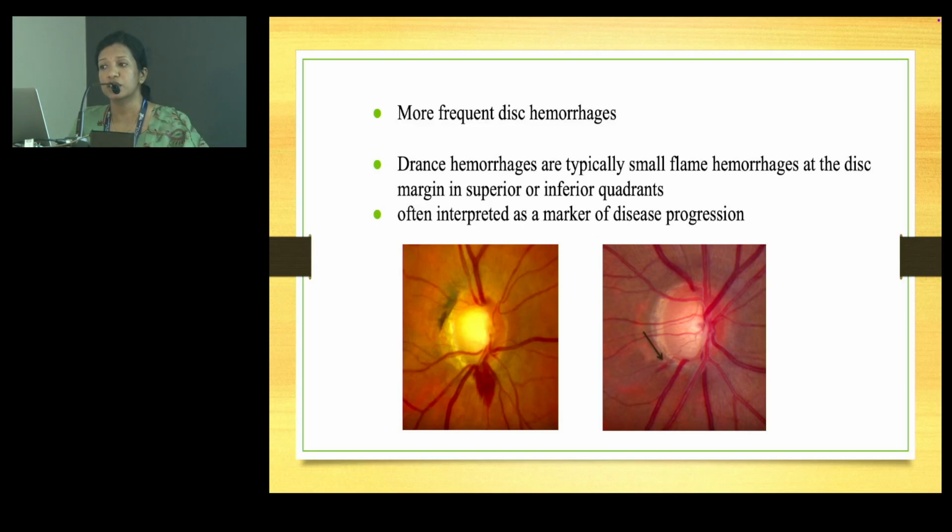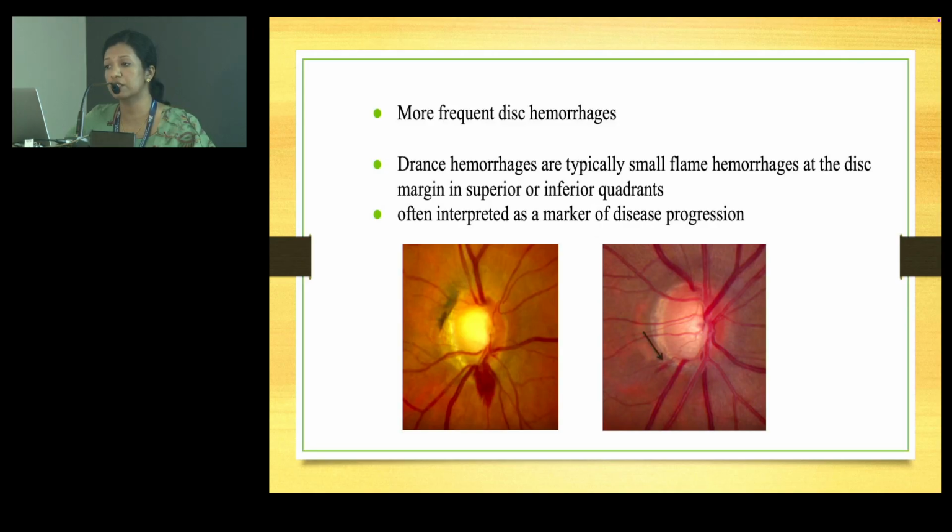Then disc hemorrhages are more frequent in normal tension glaucoma. They are typically small flame-shaped hemorrhages at the disc margin in the superior or inferior quadrant. It is often interpreted as a marker of disease progression, which you can find in the first picture. You can get an evident disc hemorrhage, and in the second picture, you have to look carefully for a disc hemorrhage, which is very subtle.